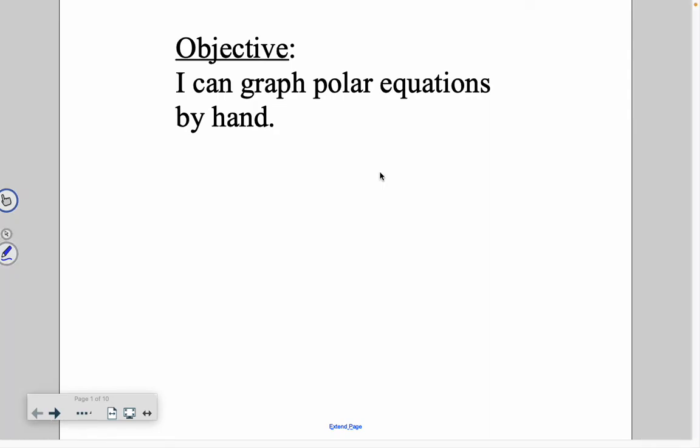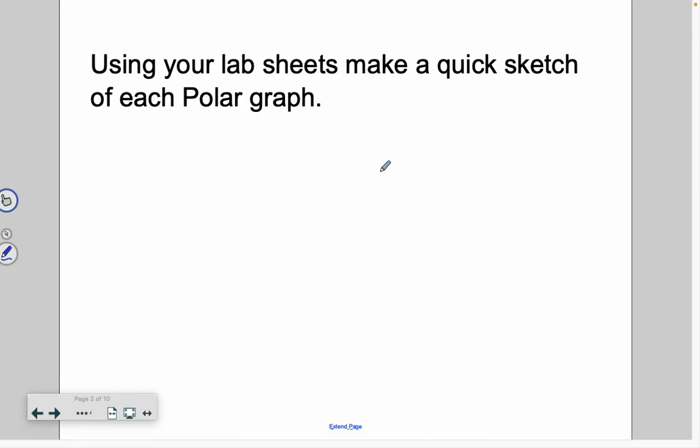All right, so if you take a look, the objective for today is to now move into this: here's an equation that's in polar form, can you graph it? Using your lab sheets, make a quick sketch. Just using your lab sheets, not using your calculators anymore.